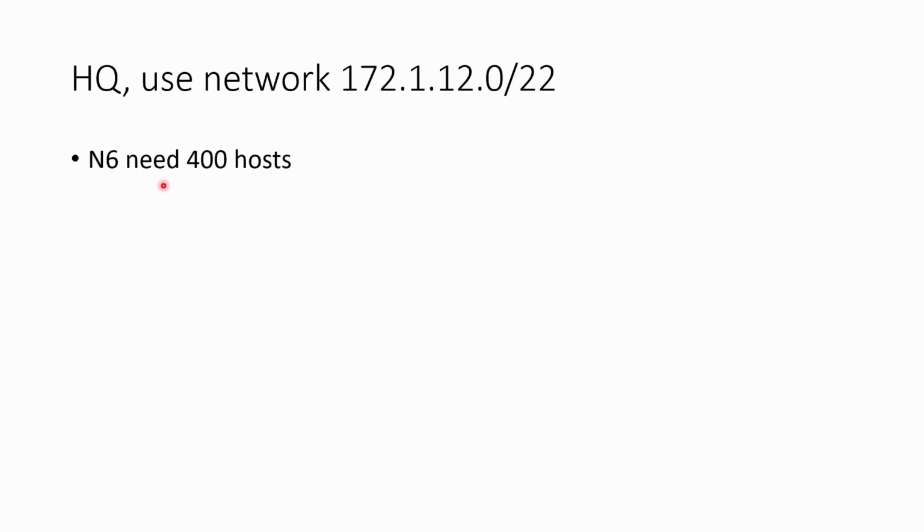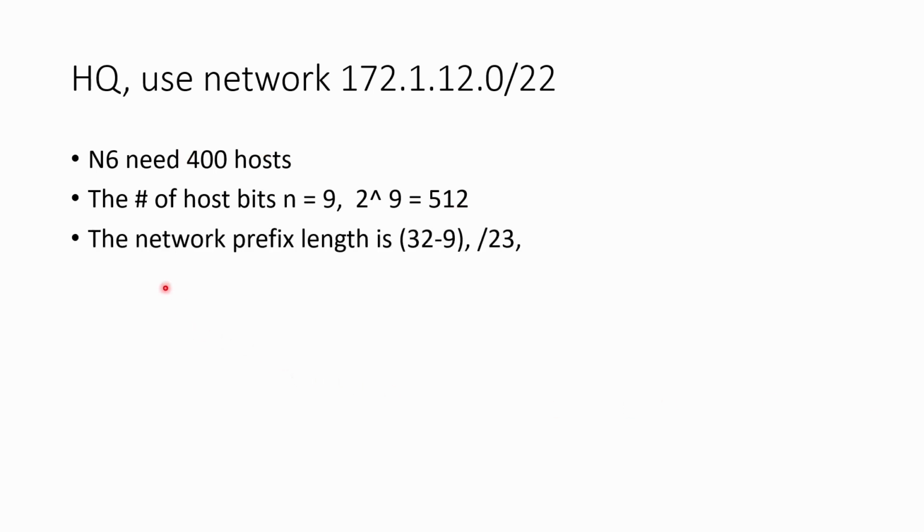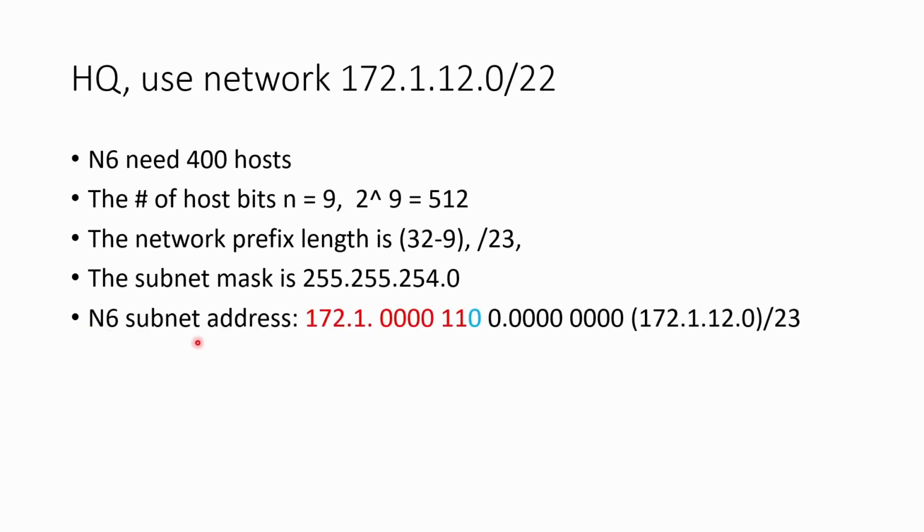Headquarter N6 needs 400 hosts. Then again, we need 9 host bits to accommodate 400 hosts. 2 to the power of 9 gives us 512 IPs. That's big enough to cover 400. Same procedure. Network prefix length is 32 minus 9. That gives us the subnet mask /23. That is the subnet mask for N6, 255.255.254.0.